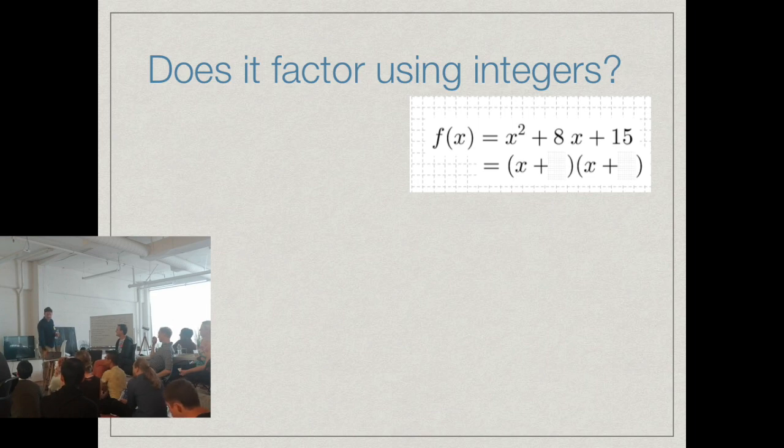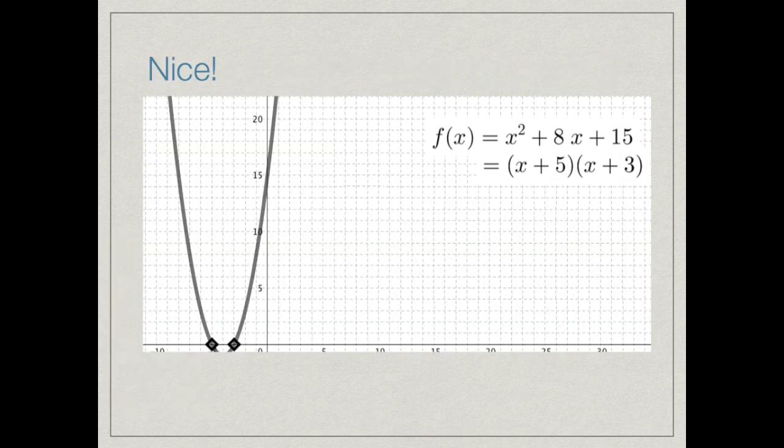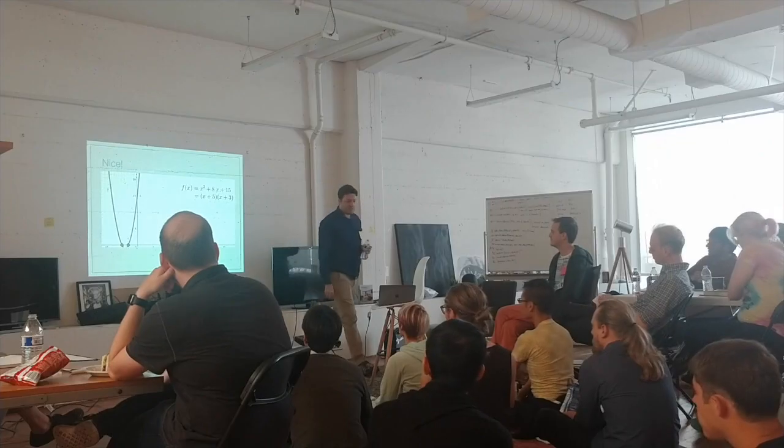So we're going to do it with integers. Integers are the most desirable way to do this. You can factor it without integers, that's easy. But if you get integers, then it tells you something nice about the parabola. You can find the x-intercepts there, -3 and -5, because -5 would make that 0 and -3 would make that 0.